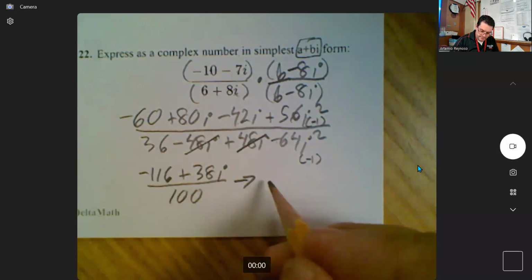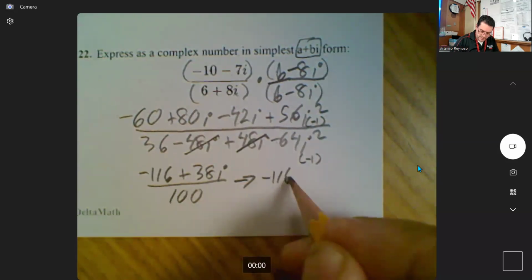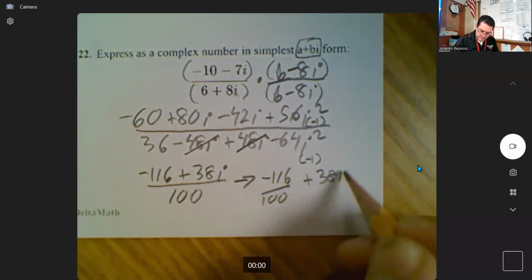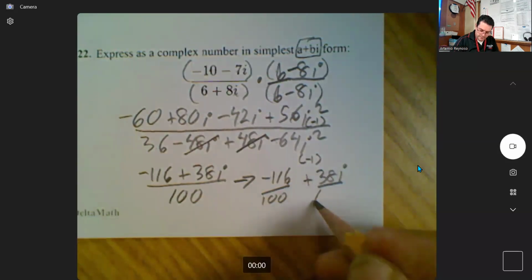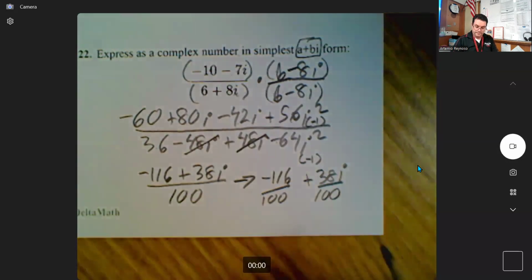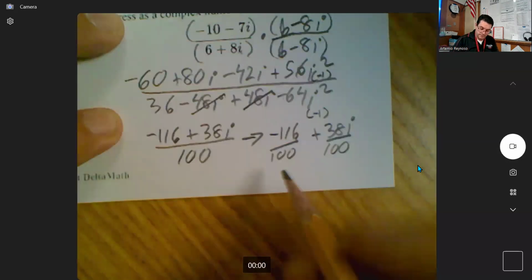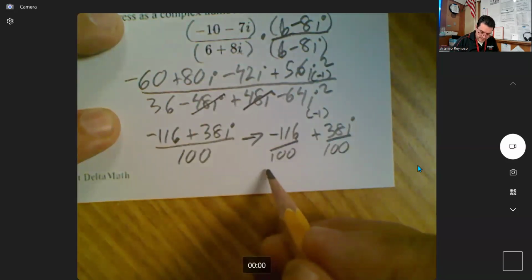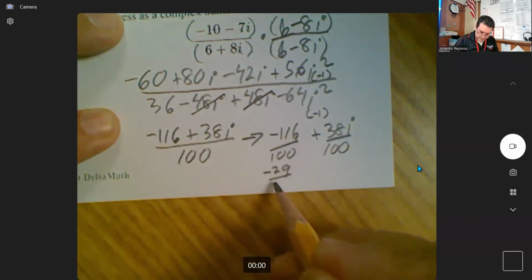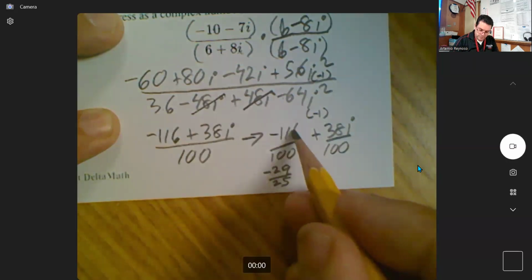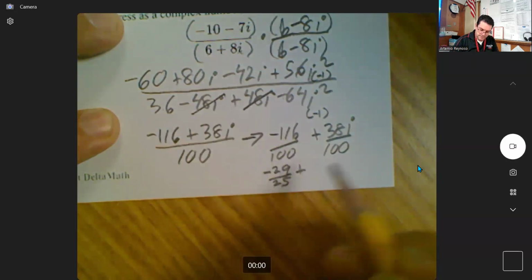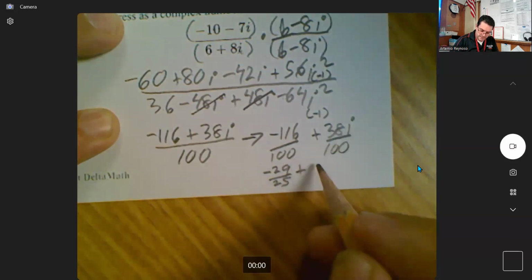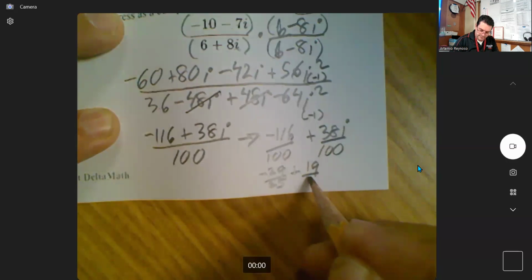100 divides both of them, negative 116 over 100, plus 38 i's. Now the i is in the numerator, over 100. Reduce, I can reduce by 4, so I get negative 29 over 25. I reduced by 4, plus this one has a 2 divisor, 19 over 50.